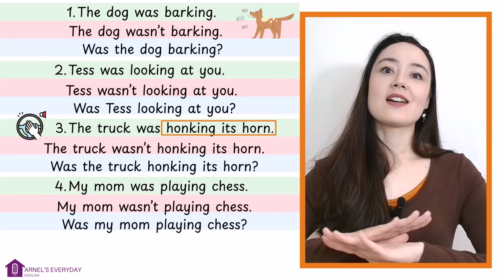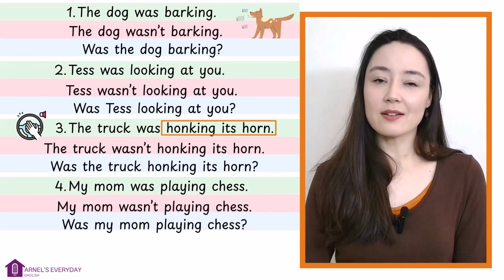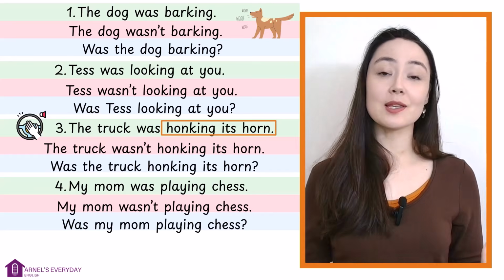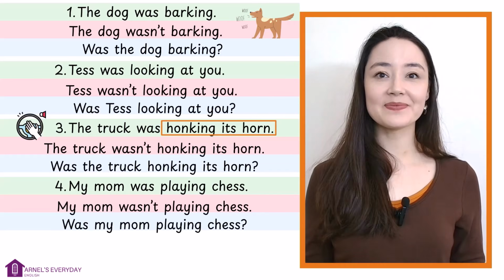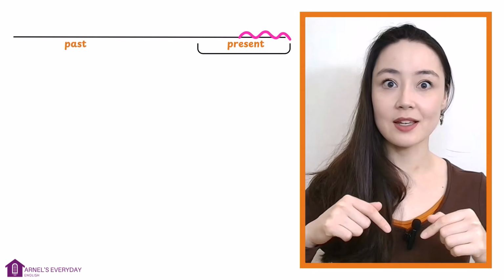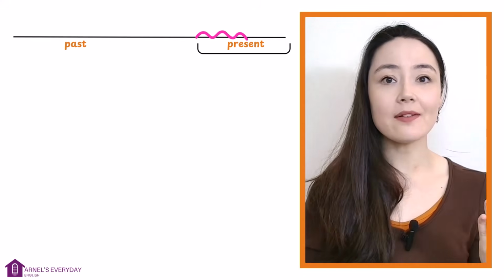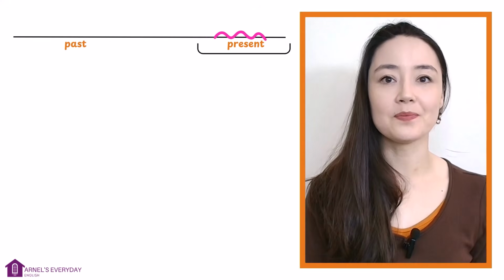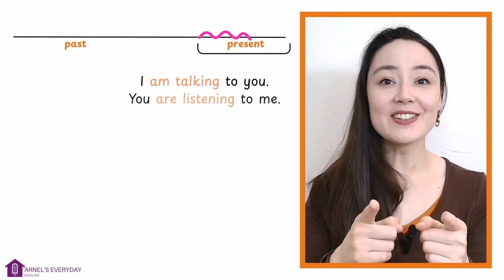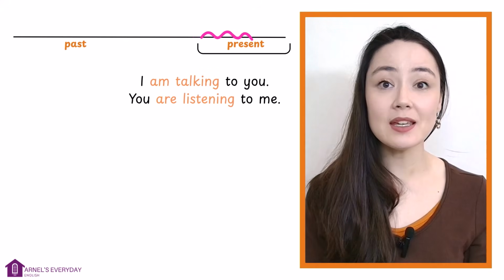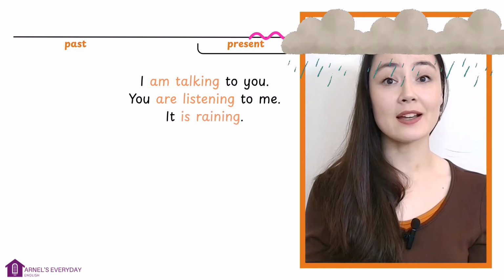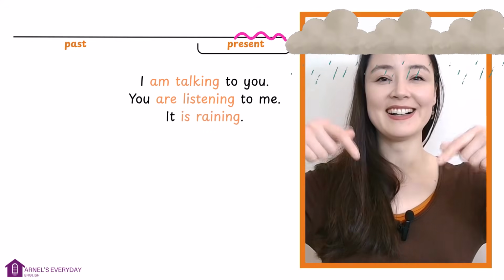Grammatical structures done. That's kind of the boring part. Let's move on to why we use the past continuous. First, I want to start with the present continuous. You see my timeline, and I have present, now. Now I am talking to you. You are listening to me. It is raining right now.